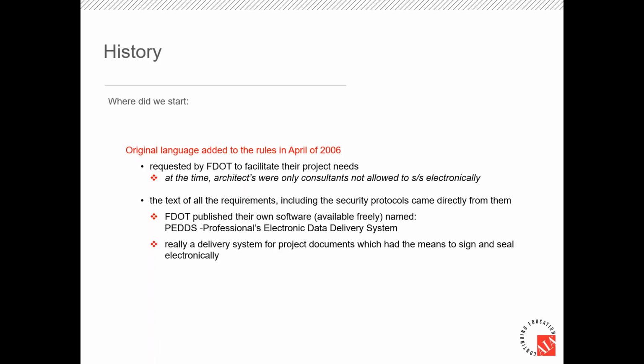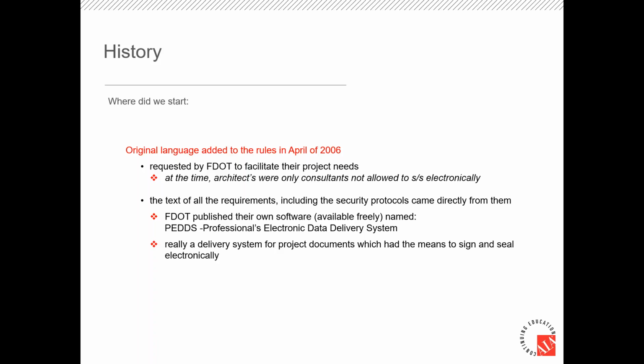The text of all the requirements that you'll see in the first versions of the rule, particularly the security protocols, came directly from them, literally verbatim. They were placed in the rules, and it resulted from the software that they themselves had written and published, which was available freely. And everybody said, "Well, hey, you don't have to buy anything special here. You just download this," which was called PEDS. You may or may not have heard that term. It stood for Professional Electronic Data Delivery System.